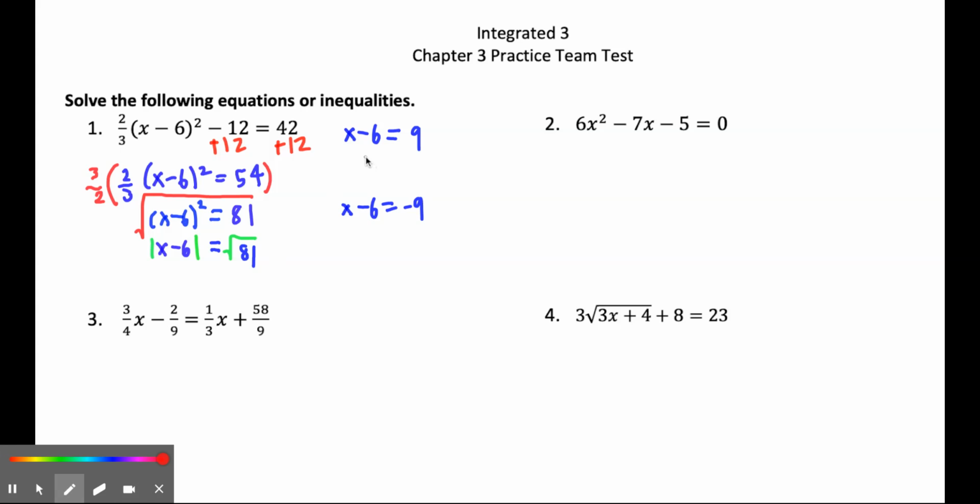So then you add 6 to both sides, and you get your first answer of x equals 15, and x equals -3. And those are your two answers.